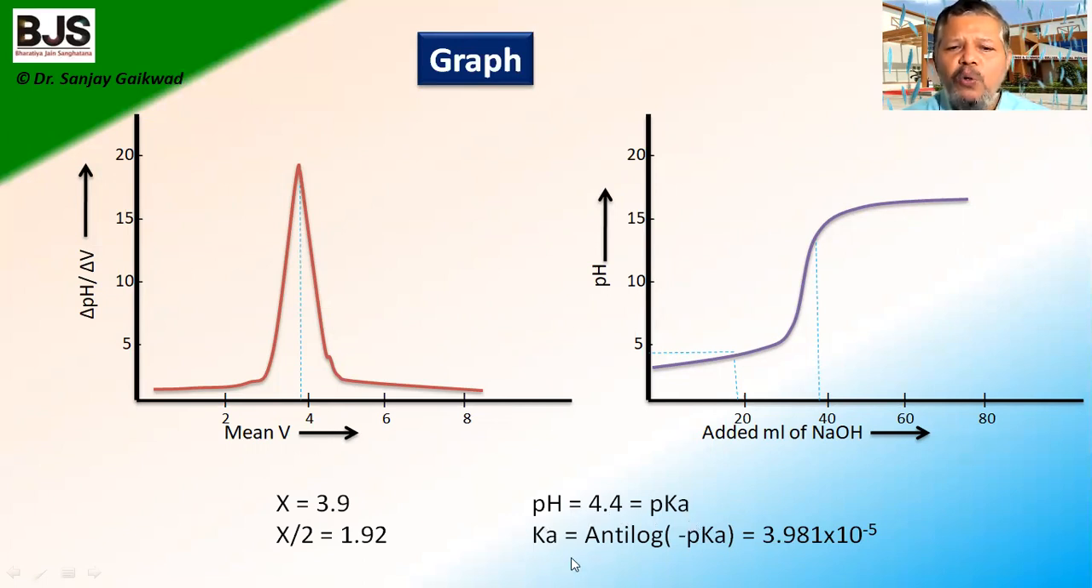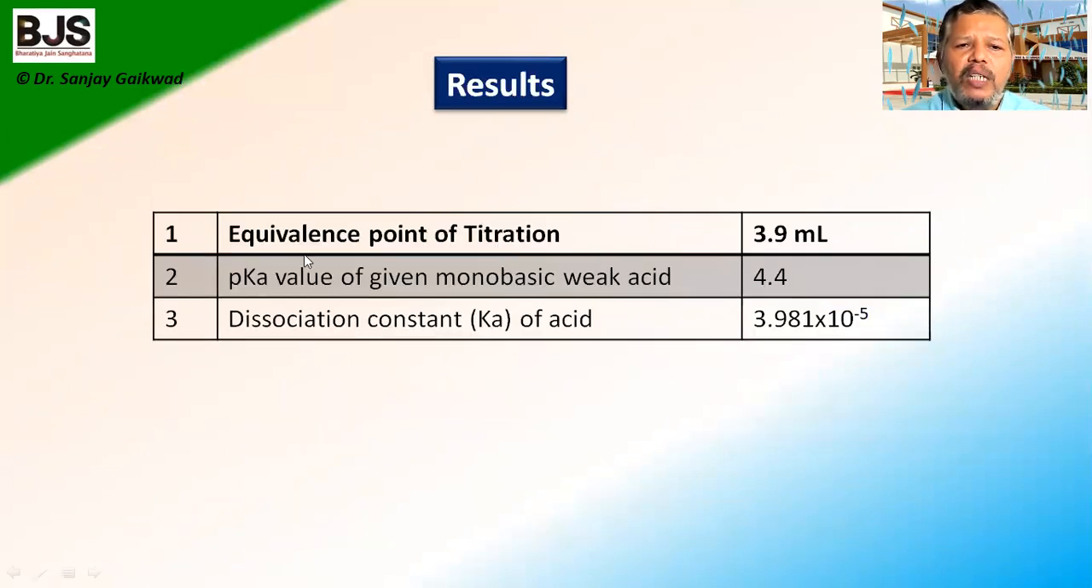From that value, we can calculate the Ka value equal to the antilog of minus pKa, and this is equal to 3.981 times 10 raised to minus 5. This is the value of Ka. Now the equivalence point of the titration is 3.9 ml. The pKa value of the monobasic weak acid is 4.4, and the dissociation constant, that is Ka of the acid, is equal to 3.981 times 10 raised to minus 5. Now this is the experiment of pH metric titration, an application to the determination of the dissociation constant of a weak acid.